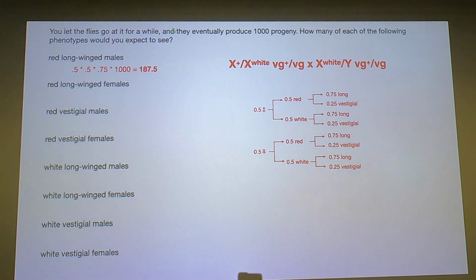Let's skip ahead to the red vestigial males. It's the same for the females. Okay, guys, go through all of these. No, it's not the same. With the red vestigial males, it's going to be 62.5. So again, look over here. Long-winged, it's going to be 75% of the total. And the vestigial winged is going to be 25%. So if we take 0.5 times 0.5 times 0.25 times 1,000, we get 62.5.